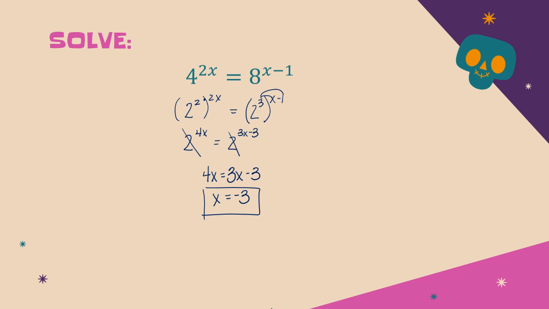Now, again, I always want to check that just to be sure, especially since my bases were not the same or easily changed since I had to change both of them. I want to make sure that I didn't mess anything up. So I'm going to take 4 to the negative 6 and 8 to the negative 4, and punch those in my calculator to see if I get the same number. When I put in 4 to the negative 6 power, I get 0.000244, etc. When I put 8 to the negative 4 power, I get 0.000244, etc. So I know that these are the same and that x equals negative 3 is a valid answer.